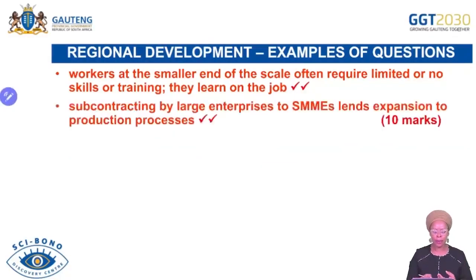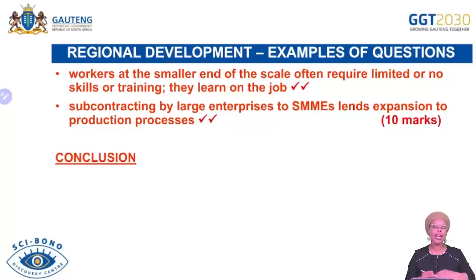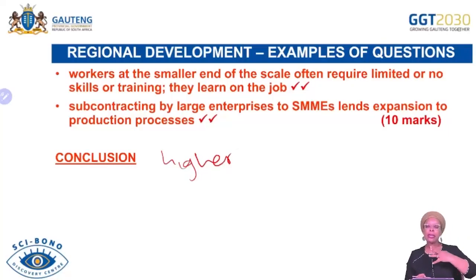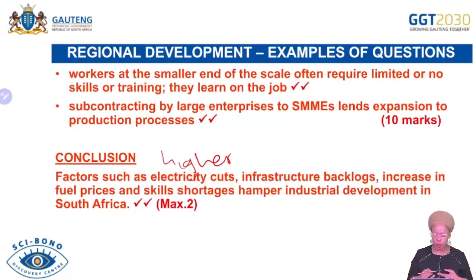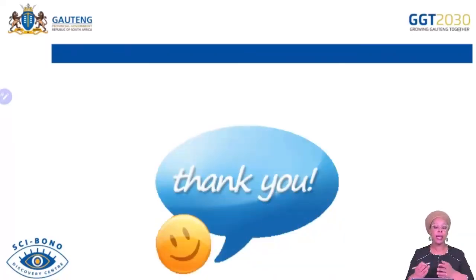When we look at how you should conclude, give us a conclusion of a higher cognitive level. Do not mention something that was mentioned in the introduction or in the body. You can criticize something. You can give your own opinion. You can mention that factors such as electricity cuts, infrastructure backlogs, increase in fuel prices, and skill shortages hamper industrial development in South Africa. Then you'll be given your 2 marks. And that is how you should wrap up your essay.